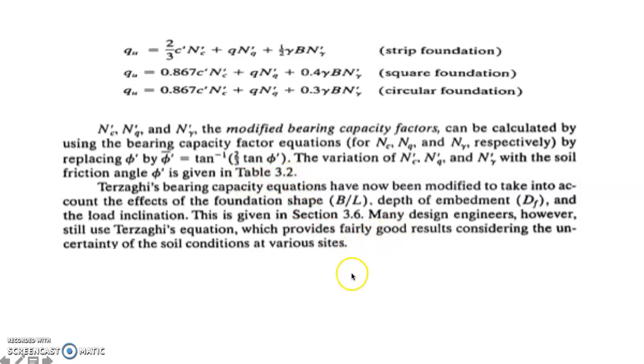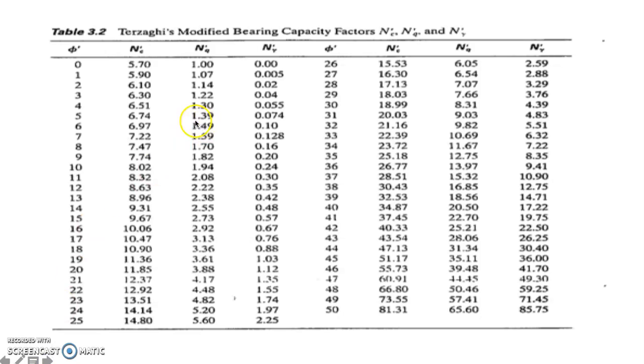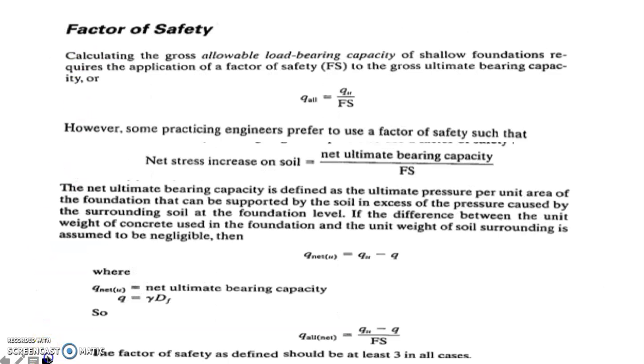And why was this modified? This was Terzaghi's bearing capacity equation. It was modified because he took into consideration the effects of foundation shape, the depth of embedment, and the load inclination. So for that, these are the modified bearing capacity factors, N sub C prime, N sub Q prime, and N sub gamma prime. Just know the value for our phi prime, which is our angle of friction.